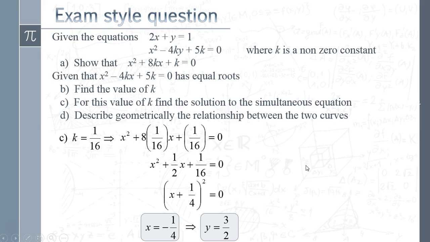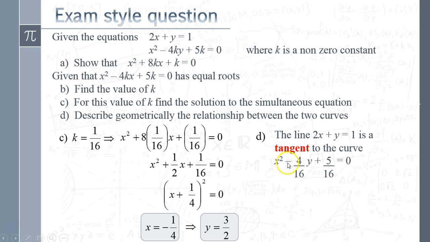And so on to part D. It says describe geometrically the relationship between the two curves. Well, the curves we've got our straight line here, and we've got this curve here, but we now know that k is 1/16, so we're looking at an equation as x squared minus 4/16y plus 5/16, and because we've only got one solution, one point of intersection, we know that the straight line is a tangent to the curve. So that's what that kind of discriminant equals 0 is all about, as we saw on the previous slides.